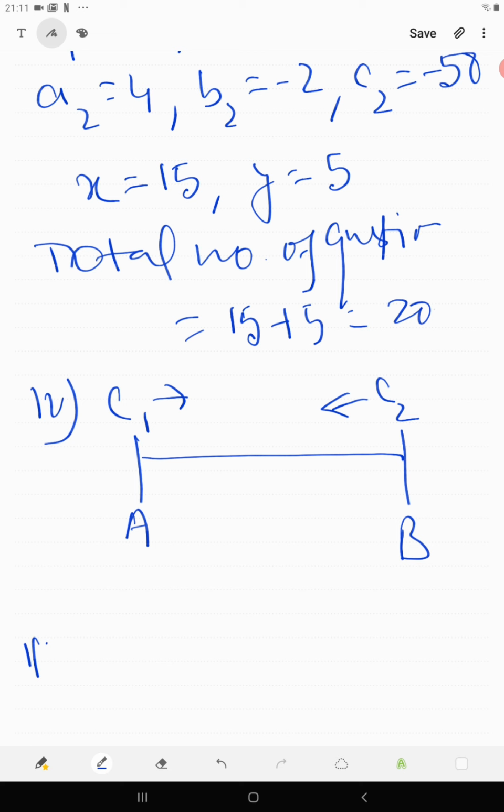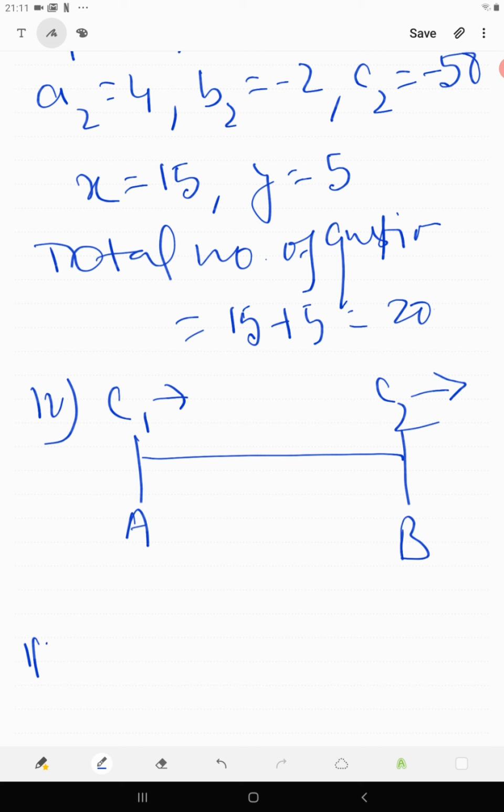So both are moving in the same direction. I did it wrongly over here; C2 is also moving like this. So A and B are 100 km apart on the highway. One car starts from A and another from B. If the cars travel in the same direction at different speeds, they meet in 5 hours. So their speeds are different. After 5 hours, C1 and C2 will be at the same place.